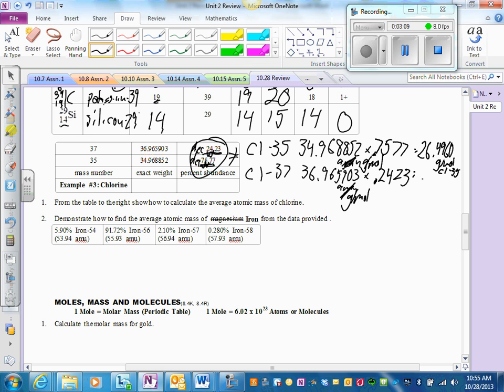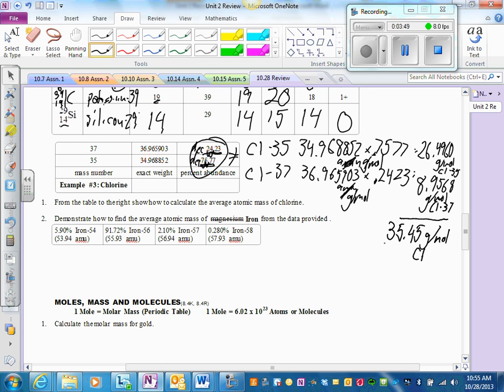And then you multiply these two together, and you'll get 8.9568, and that would be grams per mole of chlorine 37. Sorry, that should be a big C, not a little c. Okay, then when you add these two together, what you end up getting overall is 35.45, and that would be grams per mole of chlorine.